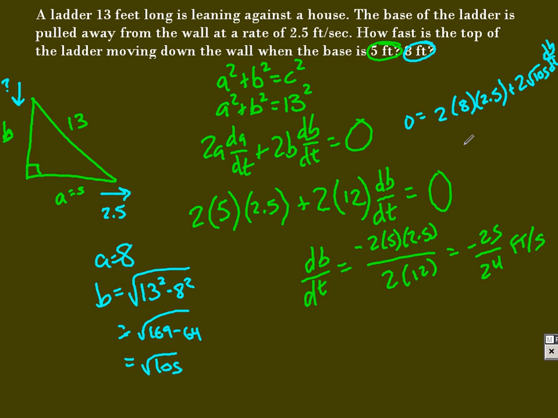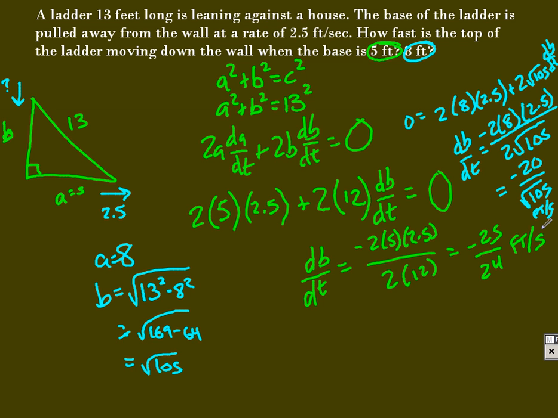So when I do that simplifying, I get dB/dt will equal 2 times 8 times 2.5, again it should be negative, all over 2 square roots of 105, which will simplify to 20. Should be negative 20 over the square root of 105, and again, feet per second as your answer.